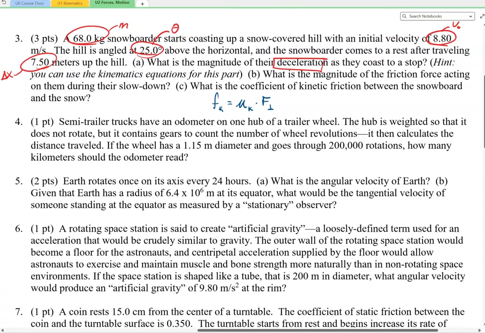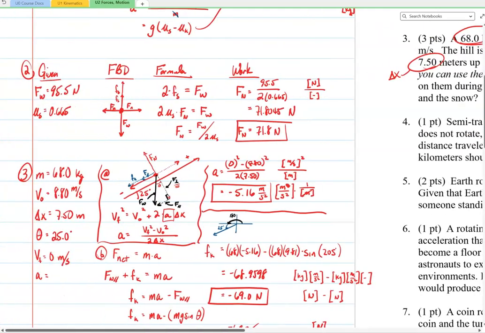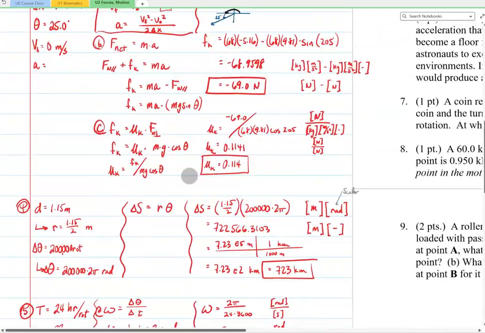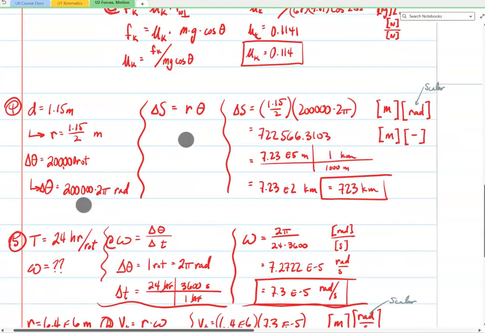The hub is weighted so it doesn't rotate as the tire spins, but it does contain a gear to count the number of wheel revolutions. This wheel has a diameter of 1.5 meters and it goes through 200,000 rotations. How many kilometers has the trailer traveled, or how many kilometers should the odometer read?